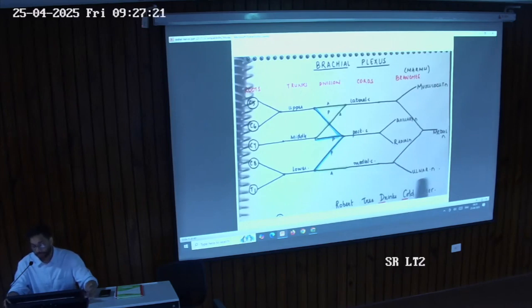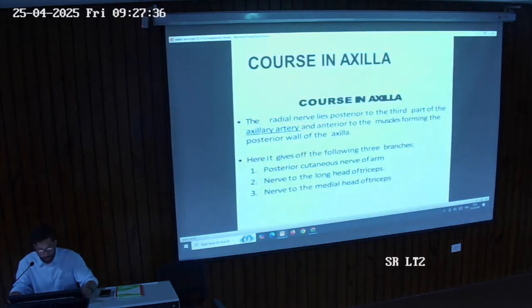From the posterior cord come the axillary nerve and the radial nerve, which further give branches, that is the musculocutaneous, axillary nerve, radial nerve, median nerve and ulnar nerve. A mnemonic is MAMU.